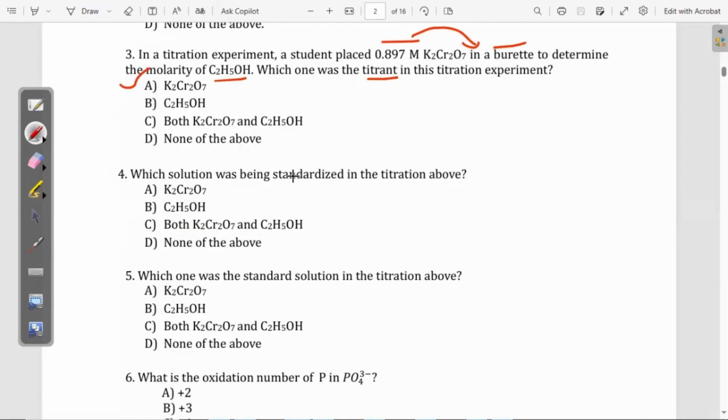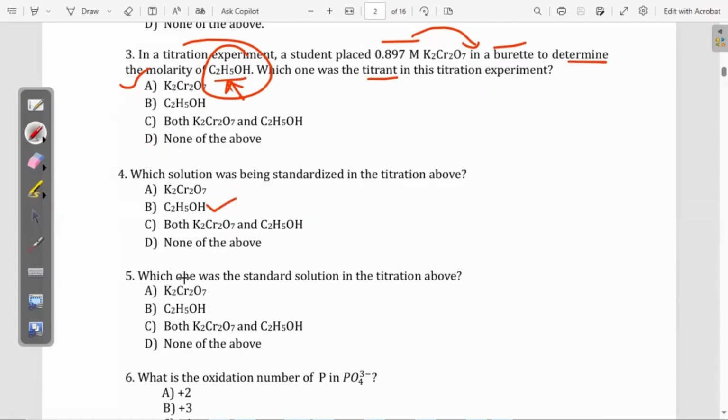Which solution was being standardized in the titration above? The one that was being standardized is C2H5OH. Standardizing means we want to determine its molarity or its concentration. You can even see it says to determine the molarity of this. So this one was the one that was being standardized. So here we're going to pick B as our answer.